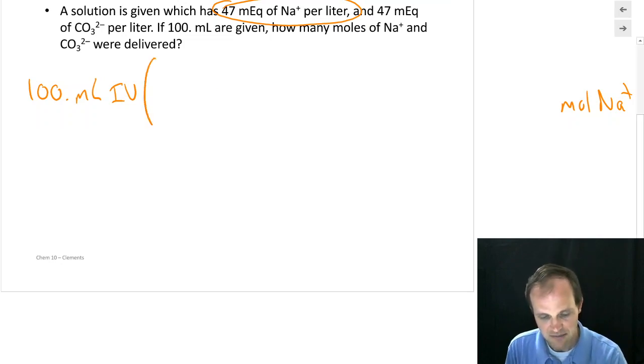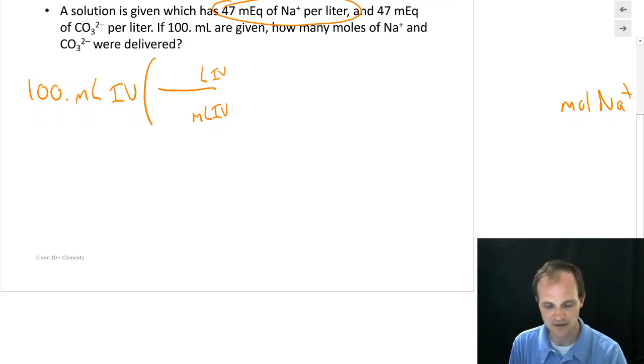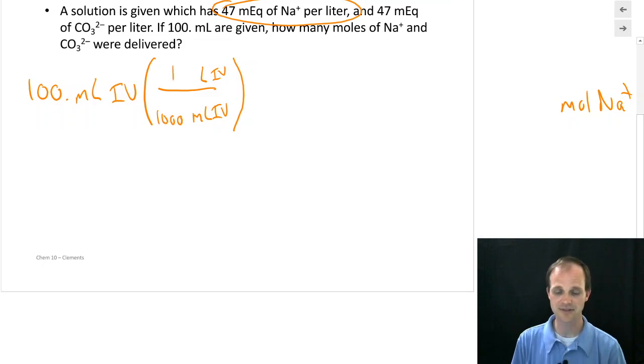We're going to take my milliliters, and we're going to convert that to liters. And in case we wonder, it's liters of IV fluid. Normally I wait till the end to fill these in, but this one I'm just going to go ahead and do. We know that there's lots of little milliliters in 1 liter. So 1,000 milliliters in 1 liter.